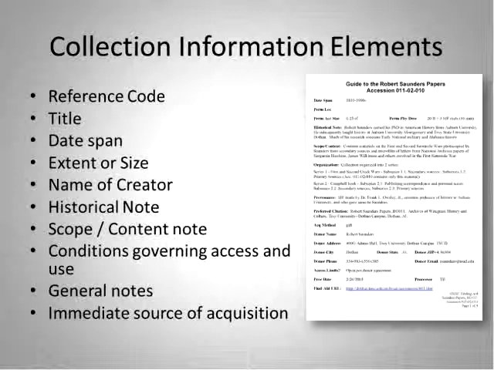There's some kind of reference code there. In this case, it's the accession number. There's a title of the collection. This is the Robert Saunders paper. There's a date span of the collection. You see here that it's 1810 to the 1990s. There's an extent or size of the collection, 1/4 cubic foot or 20 file folders with 3 microfilm reels. There's a name of a creator. In this case, it's Robert Saunders. An historical note concerning the creator.